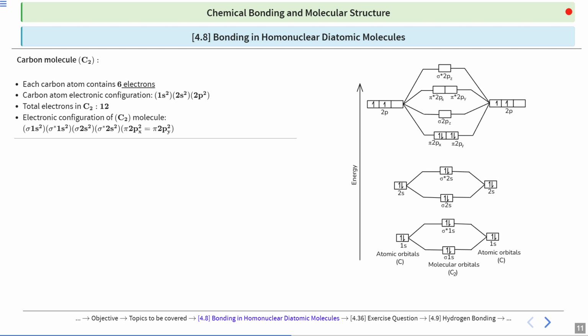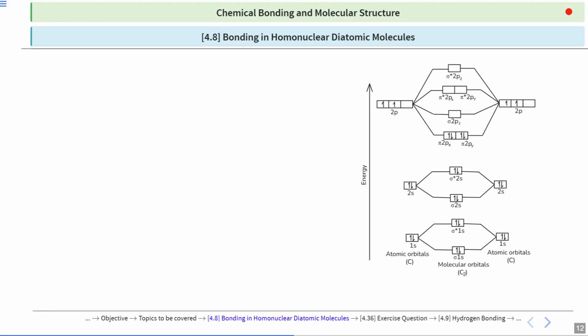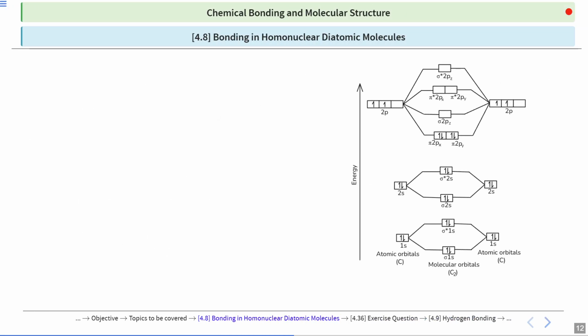Sigma 1s is having 2 electrons. Sigma star 1s is again having 2 electrons. Sigma 2s is having 2 electrons. Sigma star 2s is having 2 electrons. Lastly, your pi 2px and pi 2py is also having 2 electrons, right? Now we got the MOT. Let us move on to the bond order and discover what is the surprise element in the bond order.